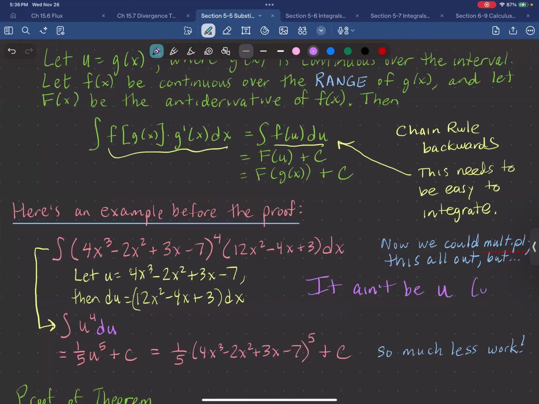Okay. So there's a little proof of the theorem. That's just showing an example of it. We're going to let little f, little g, u, and big F be as described in the theorem we had above. Then the derivative of big F of g of x is big F prime of g of x times g prime of x. This is triggering chain rule. But big F prime is the definition of little f. That's how it was described above.